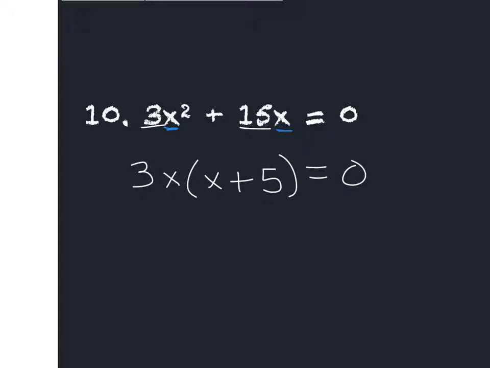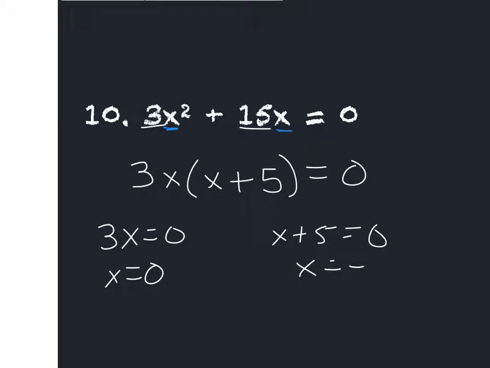So now you are going to go ahead and set both of these factors equal to 0. So one of them is going to be 3x equals 0, and the other one is going to be x plus 5 equals 0. Well, that's just going to give us 0 over here, and that's going to give us x equals negative 5. So your solutions are going to be negative 5, 0.